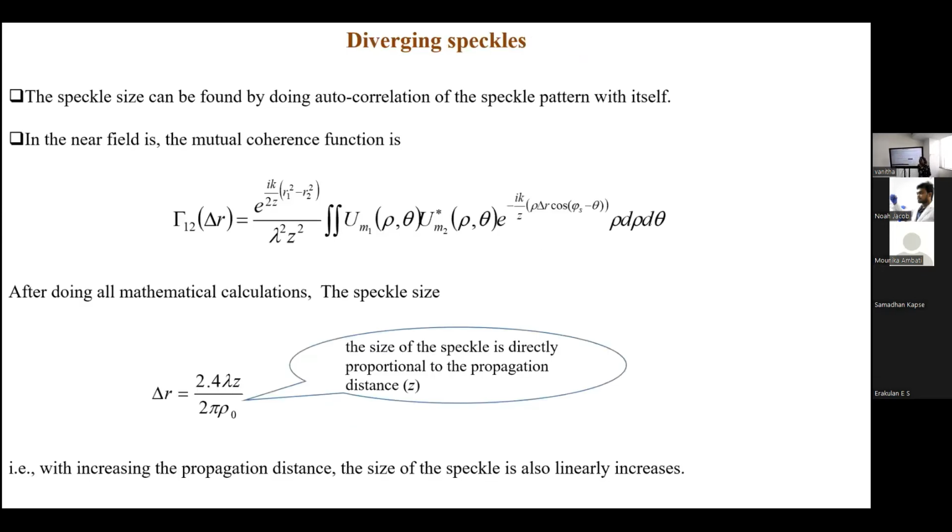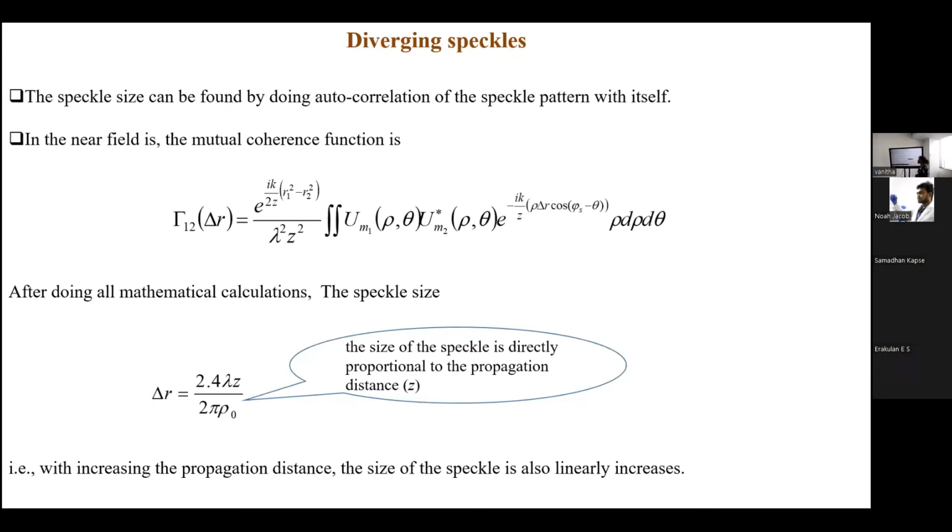So this is the diverging speckles. Speckle size is nothing but the spatial length up to which correlation exists. Here we calculated speckle size using some MATLAB coding, by doing autocorrelation of the same image. In the near field, the mutual coherence function is this one. We did some mathematical calculations, and finally we get the equation for speckle size.